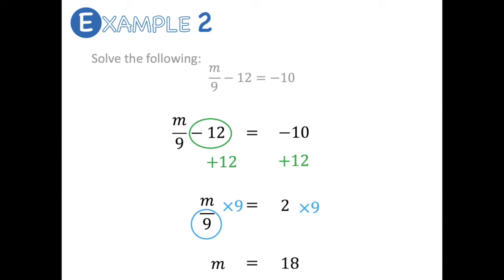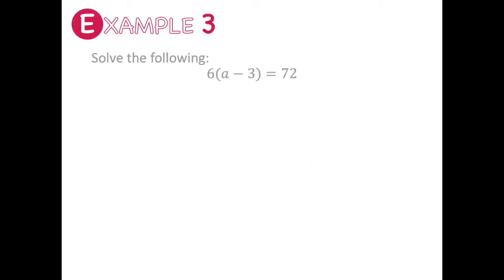And again, I can check by substituting into my original equation. So 18 divided by 9 is 2. 2 minus 12 is equal to negative 10. So having a look at one more example for one-sided linear equations.